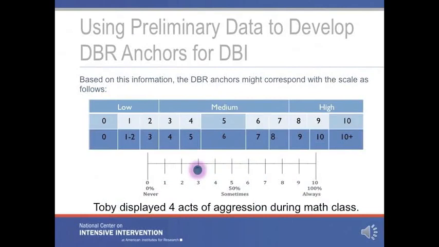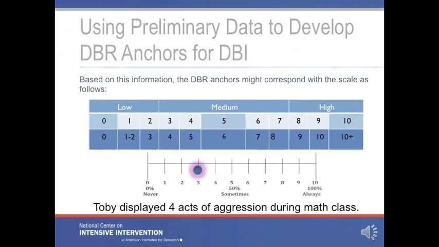The preliminary data on Toby's aggressive behaviors allowed the school personnel to develop anchors for each point on the scale. These anchors are presented in the blue box and indicate that 1 to 2 occurrences are associated with a rating of a 1, while 10 or more are associated with a rating of a 10. During the math period, Toby's teacher estimated that there were approximately 4 acts of aggression.